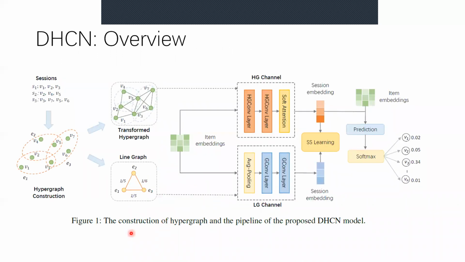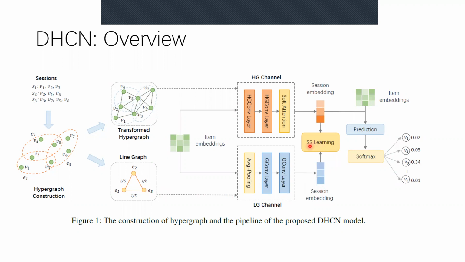And so here's the overview of this DHCN method. Once again, it represents all the sessions as a hypergraph. And then they also create a line graph from the hypergraph. Given the initial item embeddings as input features, they get one session embedding based on the hypergraph and another session embedding based on the line graph.